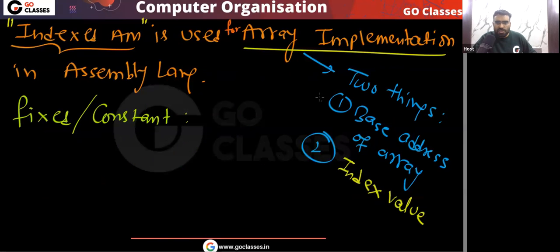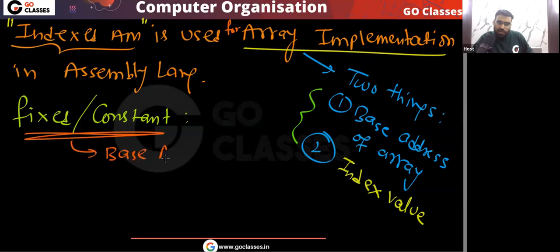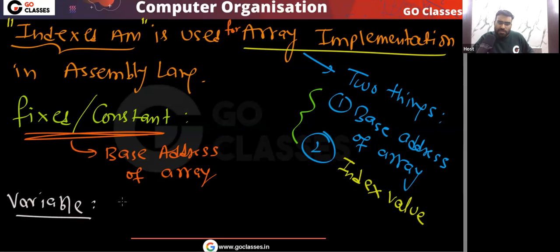Agree? Okay. So just tell me, which of them should I keep constant? The base address of the array. Very good. The base address of the array I should keep constant. And what should I keep variable? I should keep the index value variable, so that I can access A0, A1, A2, A3, whatever I want to access. Is this clear so far?